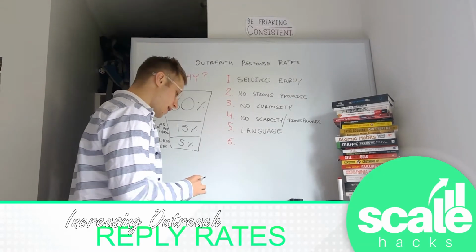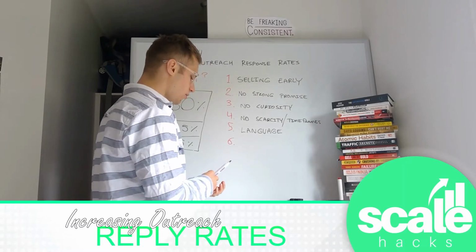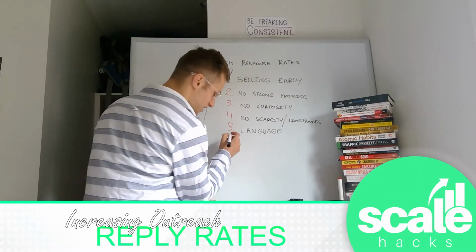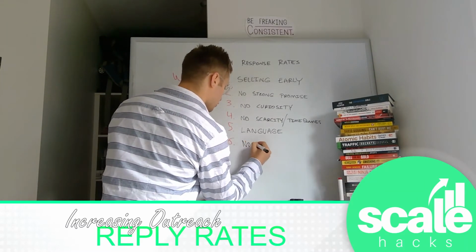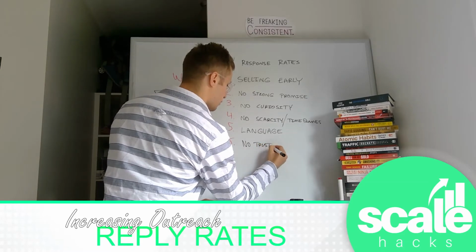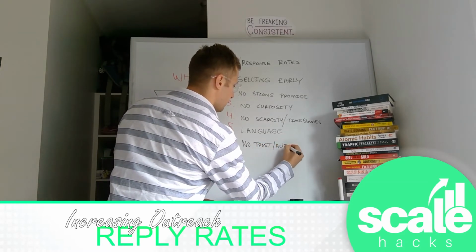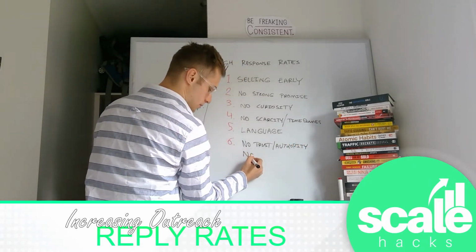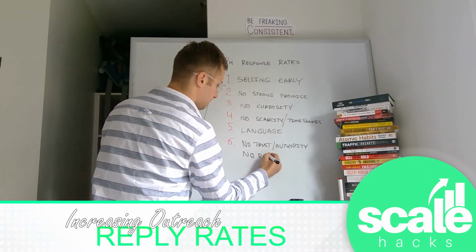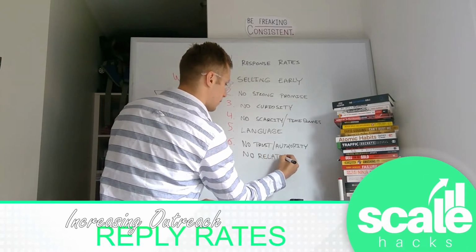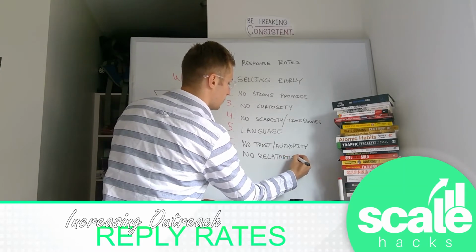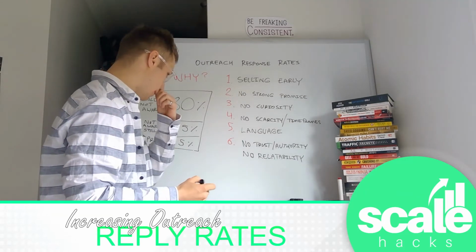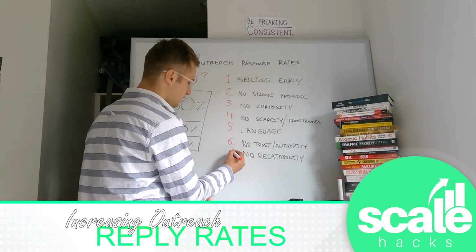So language. And then the 6th one, probably one of the most important ones. I mean, actually, all 6 of these are very important. I lied. I'm not going to say that. So the 6th one is no trust, no authority, and also no relatability. And basically, I'm putting these all in one. These could easily be their separate own ones, but I'm putting them all in one just because it's easier. You know what? Let's make this number 7. There you go. We got 7 things now.